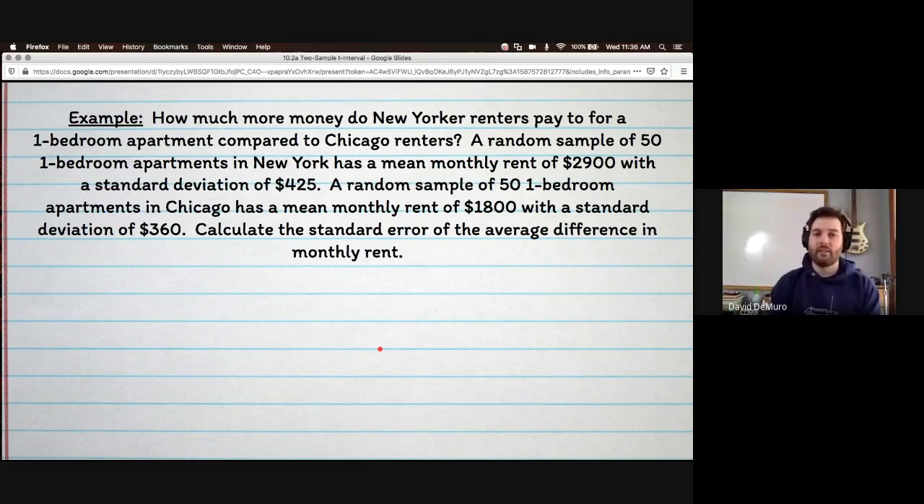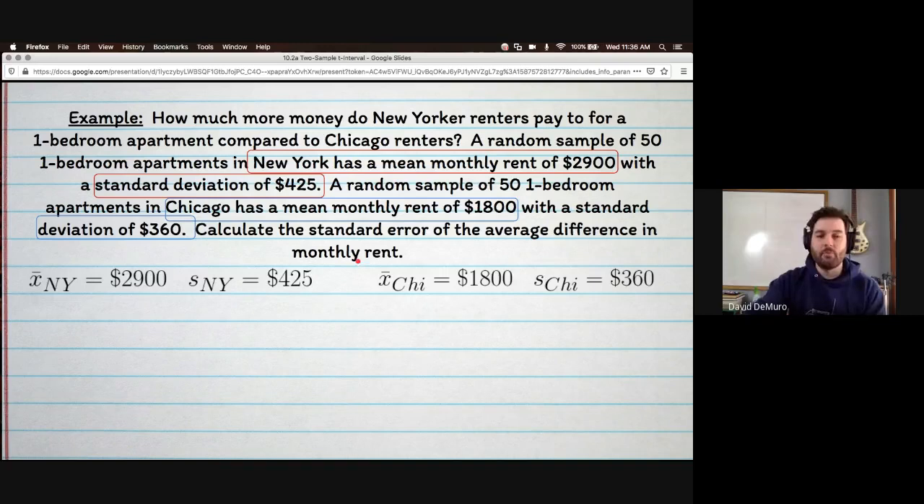First thing we'll do is just calculate the standard error of the average difference in monthly rent. So the important pieces of information here are the mean and standard deviation from each sample. The mean in New York is 2,900, standard deviation in New York, 425. And the Chicago sample had a mean of 1,800 with a standard deviation of 360. Now we could use subscripts of 1 and 2, but I like to be a little more descriptive. So I'm saying x bar NY and s NY, those measures are for New York. And x bar CHI, s CHI, those are for Chicago.